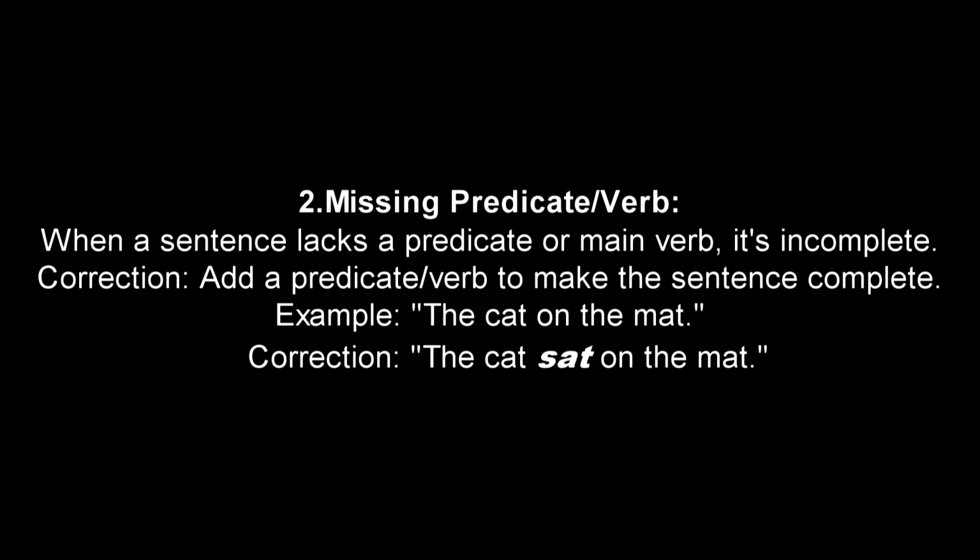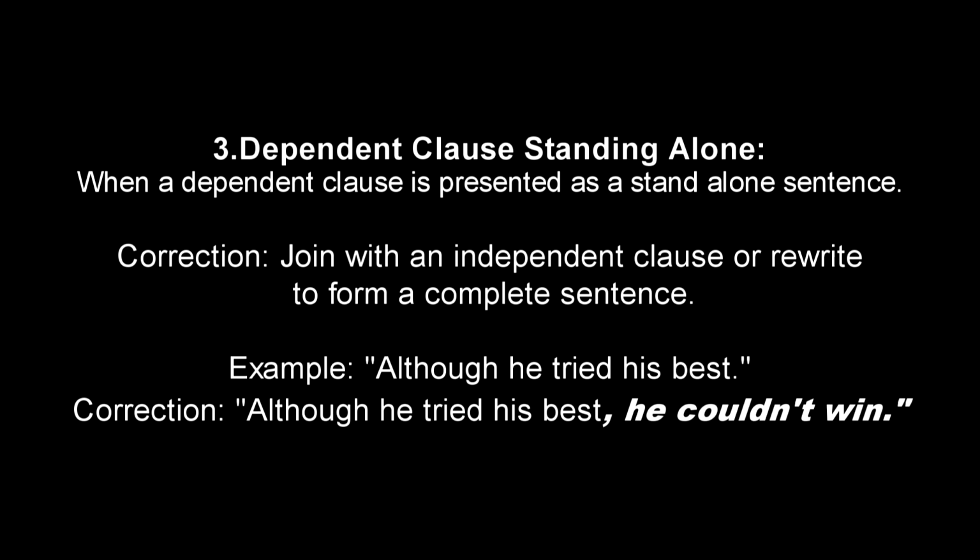2. Missing predicate / verb. When a sentence lacks a predicate or main verb, it's incomplete. Correction. Add a predicate / verb to make the sentence complete. Example. The cat on the mat. Correction. The cat sat on the mat.